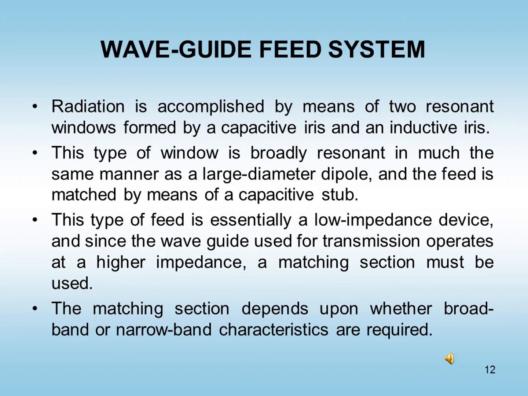With the waveguide feed system, radiation is accomplished by means of the two resonant windows formed by the capacity edge and the inductance edge. So this is the capacity and the inductance, which we also utilize for radiation. This type of window is broadly resonant, in which it matches in the same manner as a large diameter dipole. So the window will be broadly resonant, and they also utilize a large diameter dipole. The feed is matched by means of the capacity stub.